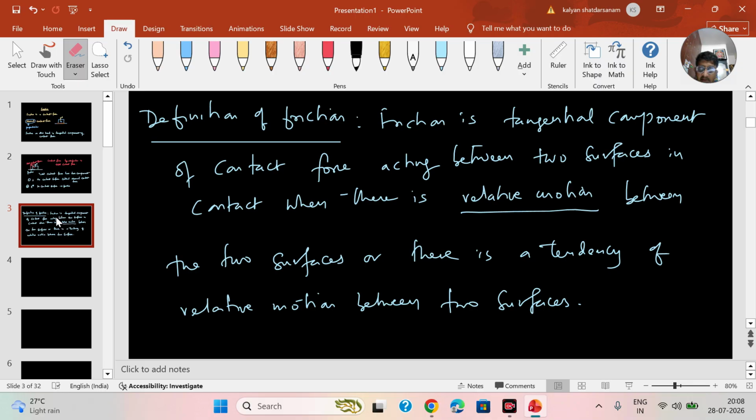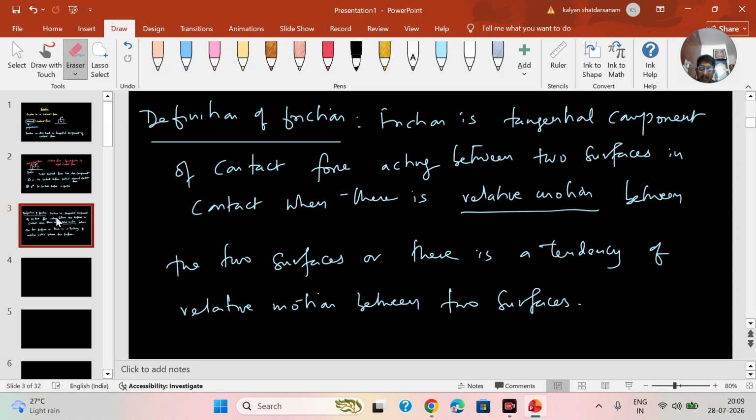So friction is the tangential component of contact force acting between two surfaces in contact in one of two cases: one, there is relative motion between the two surfaces, or two, there is a tendency of relative motion between the two surfaces.